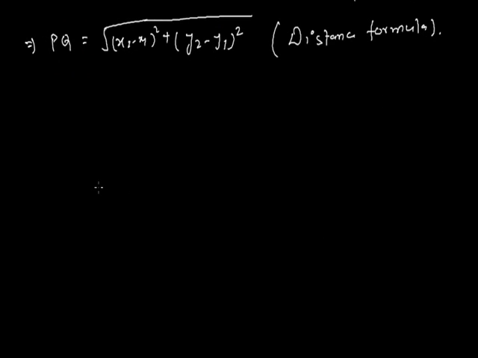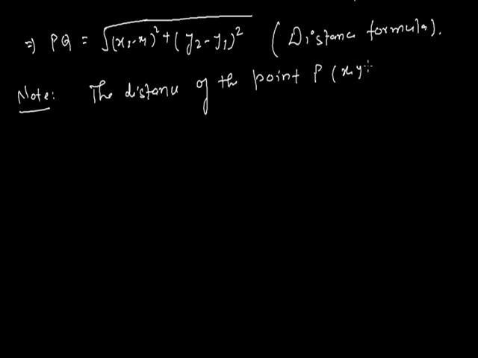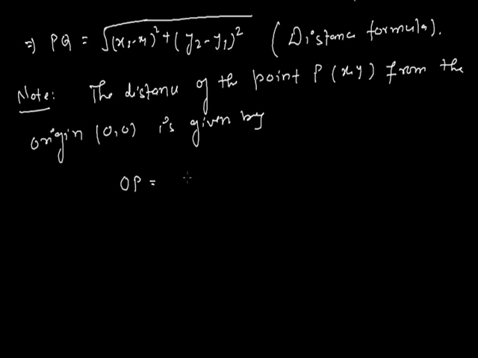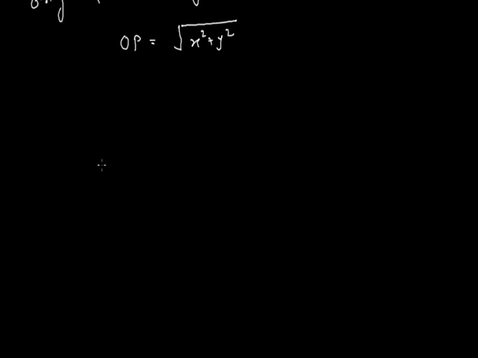Now there are some important things which we have to note down. The distance of the point P(x, y) from the origin O is given by OP equal to square root of x square plus y square. Now there are some useful points which we have to remember.